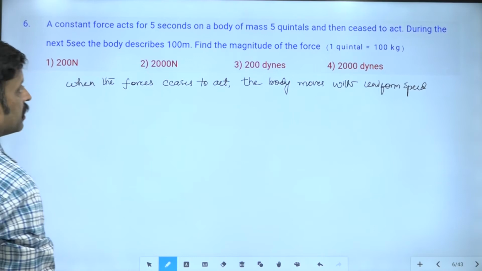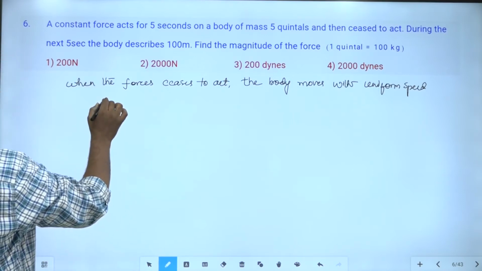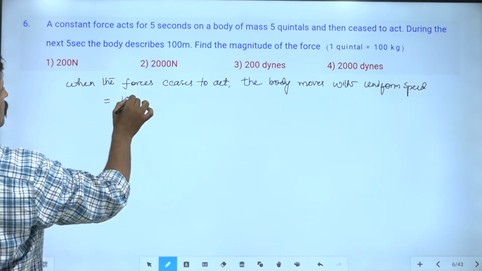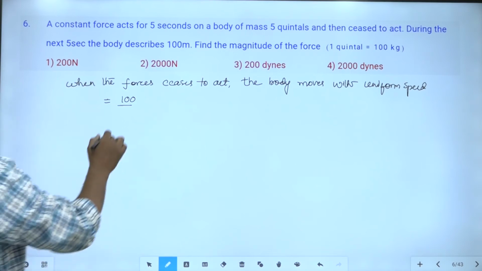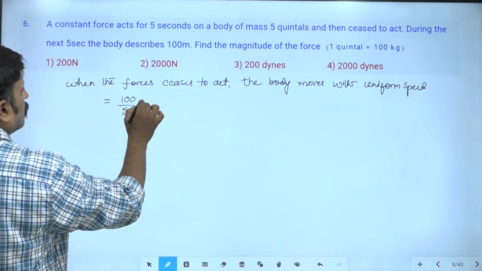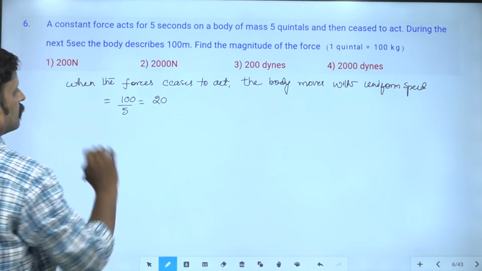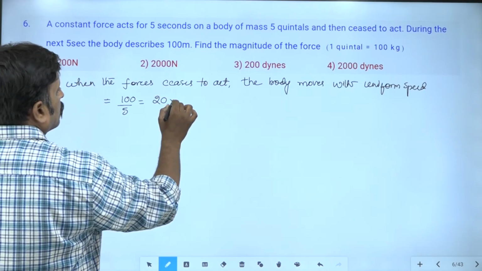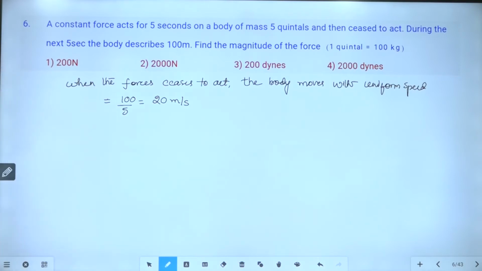Okay. What is the speed here? Speed is equal to distance divided by time. Distance is how much? 100 meters. The time is 5 seconds, as given. So how much is it? Is it 20? Okay. So 20 meter per second is the velocity.